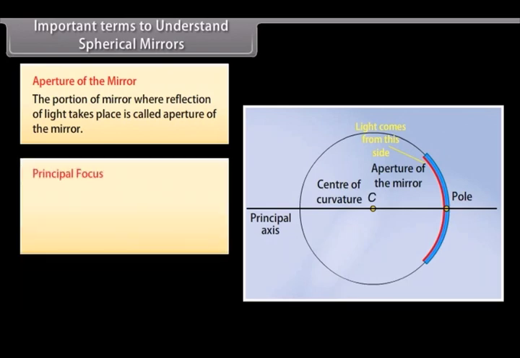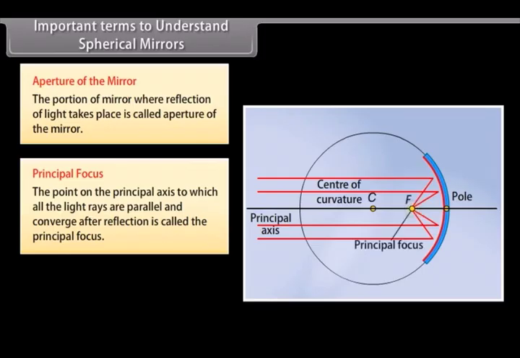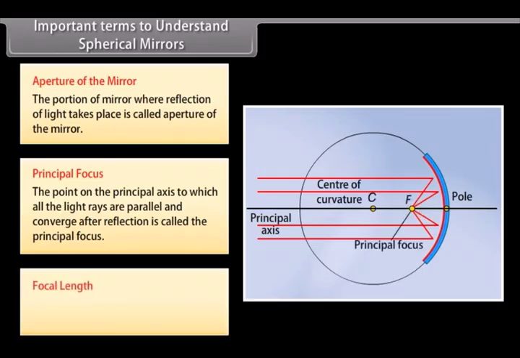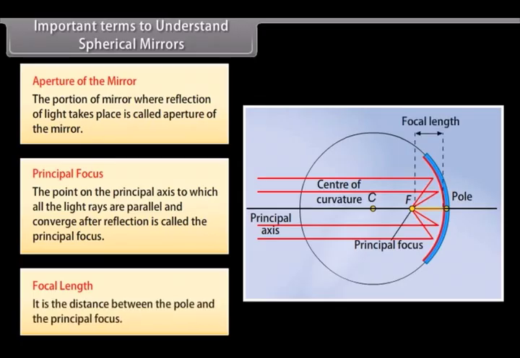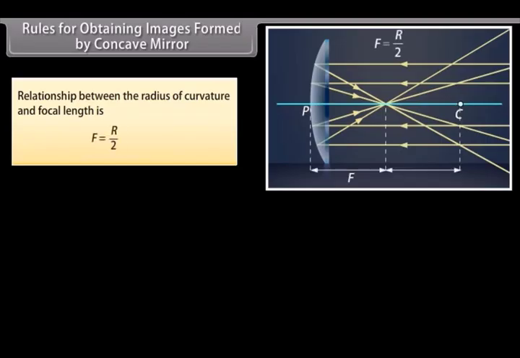Principal focus: the point on the principal axis to which all the light rays parallel to it converge after reflection is called the principal focus. Focal length: it is the distance between the pole and the principal focus. Rules for obtaining images formed by concave mirrors. The relationship between the radius of curvature and focal length is f = R/2.